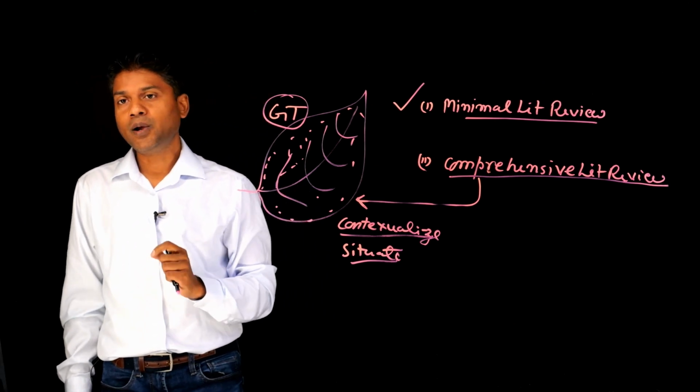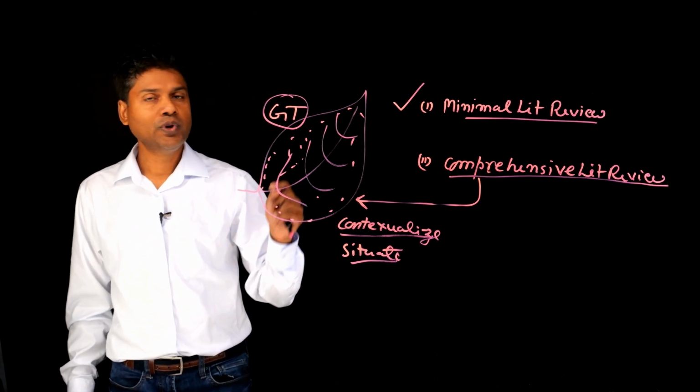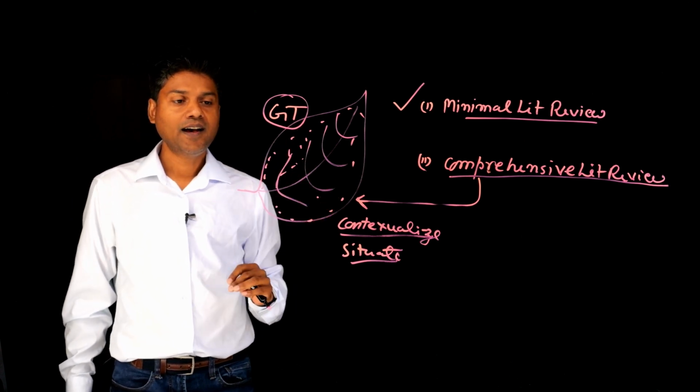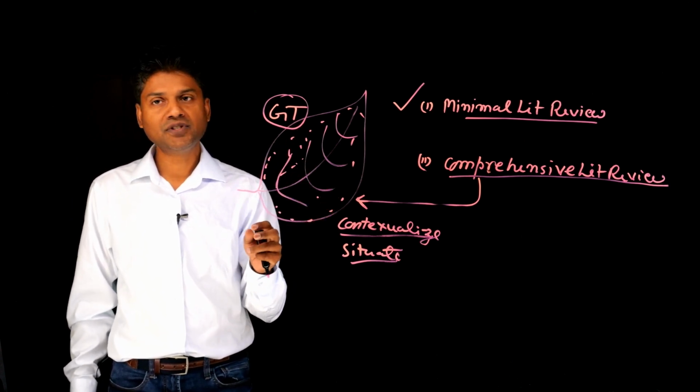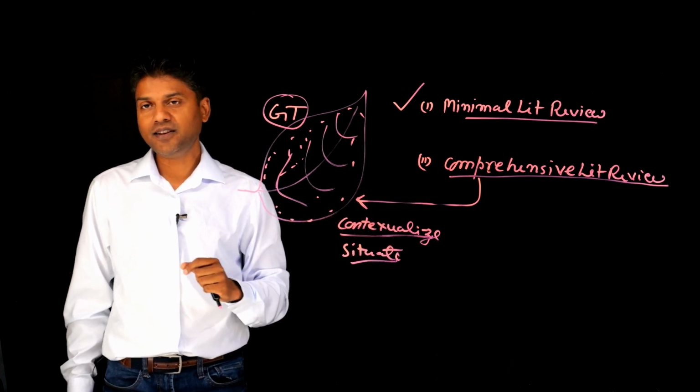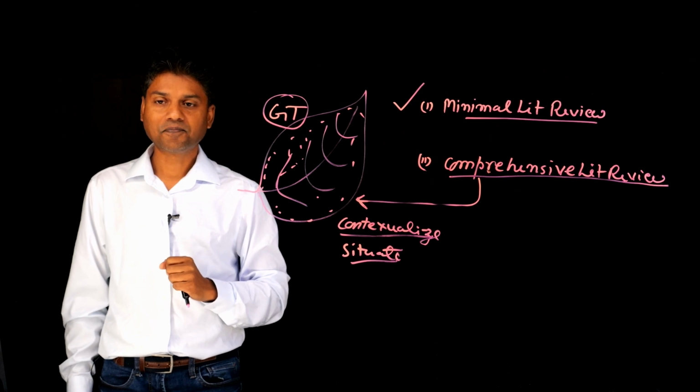If you are planning a grounded theory, start with a preliminary lit review, start your research, and then as your theory emerges, go back to the literature and contextualize your theory, situate your theory. I hope it clarifies.